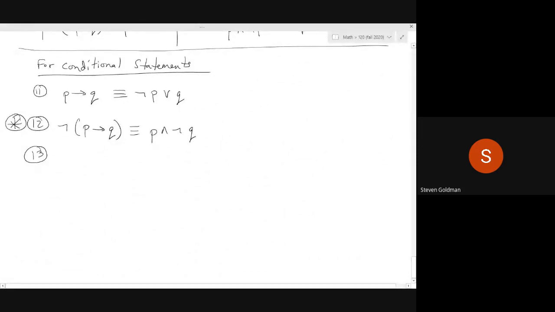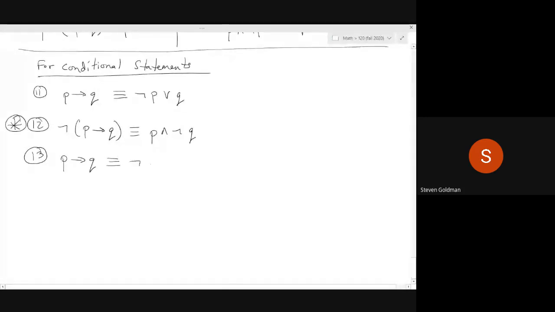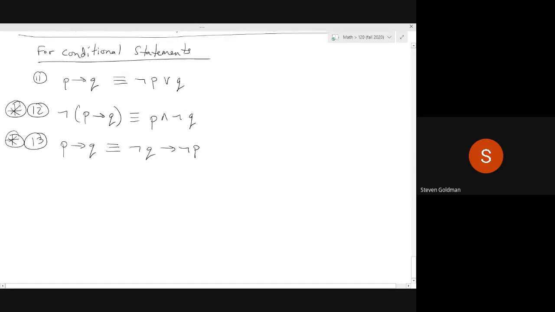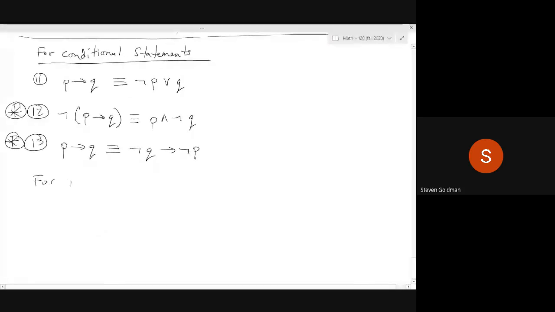All right, 13. P implies Q is logically equivalent to its contrapositive: not Q implies not P. That one is also important. We'll see that again when we do proofs. That's it for the conditional statement ones. And let me also give you a couple for biconditional statements.